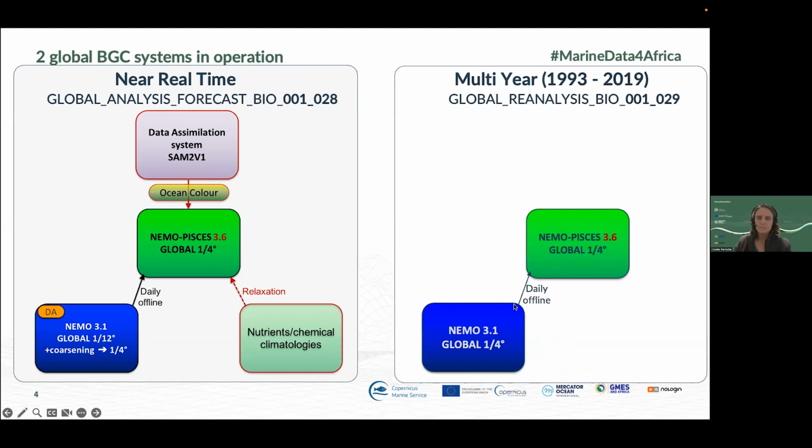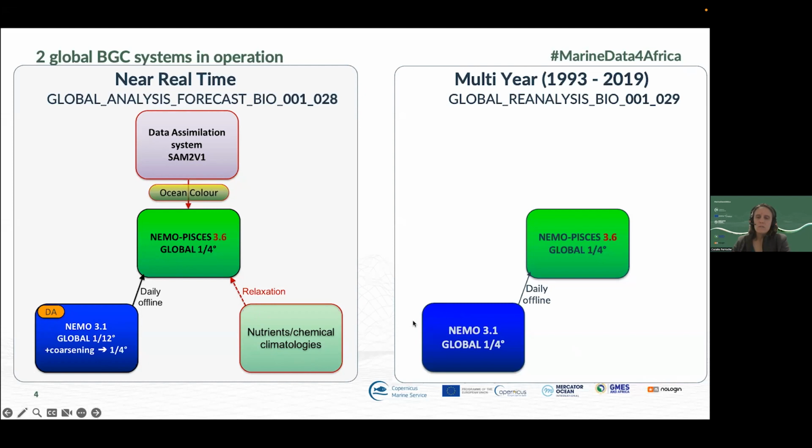But there are a few differences between the two systems. The near real-time system is more complex so far. It is forced with a higher resolution physical model at 1/12 of a degree. This physical model is coarsened from 12 to quarter degree grid. There is data assimilation in the physical model, and relaxation of the biogeochemical model to some nutrient climatologies on a one-year relaxation scale, allowing the biogeochemical model to develop its own seasonal and interannual variability.